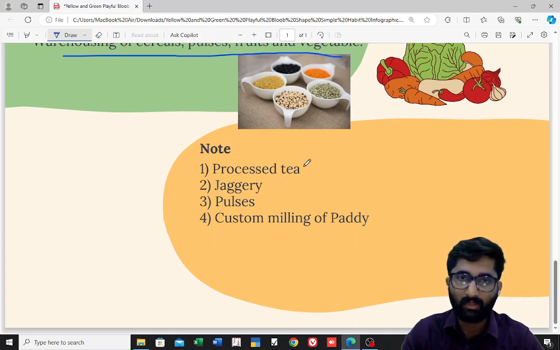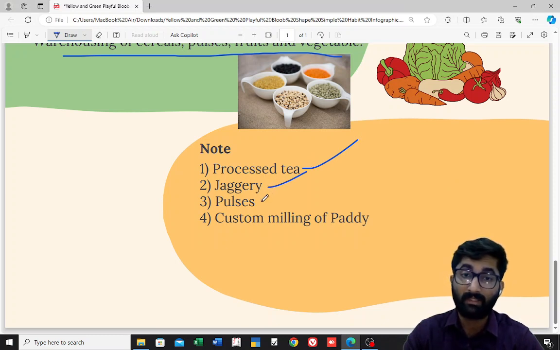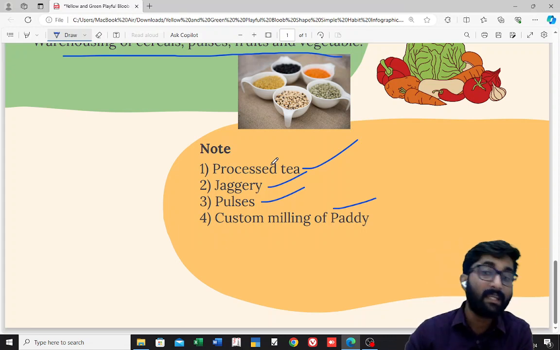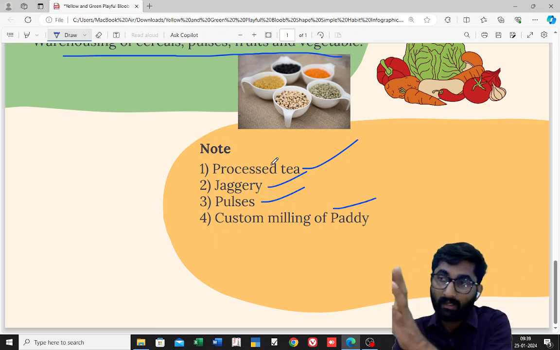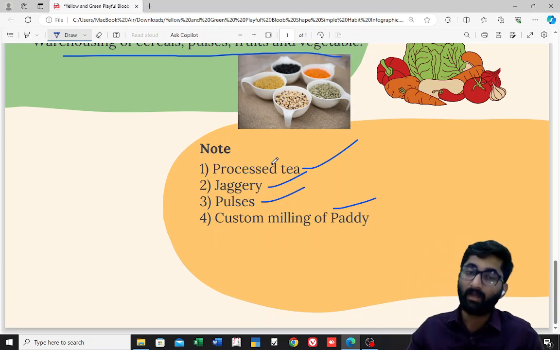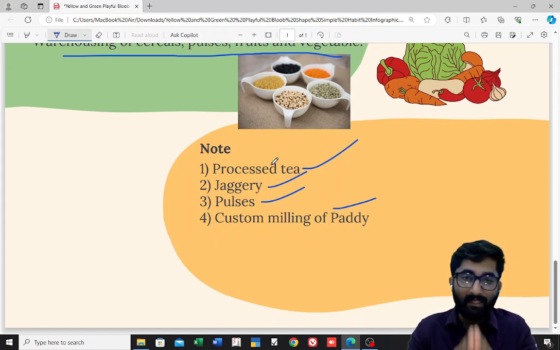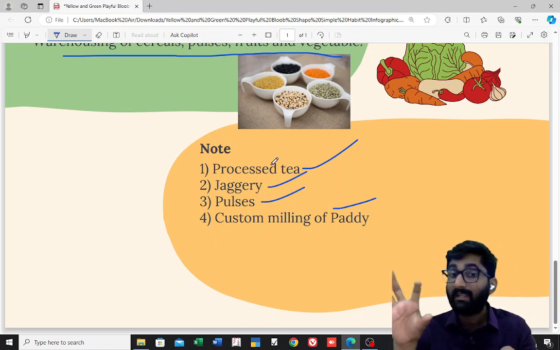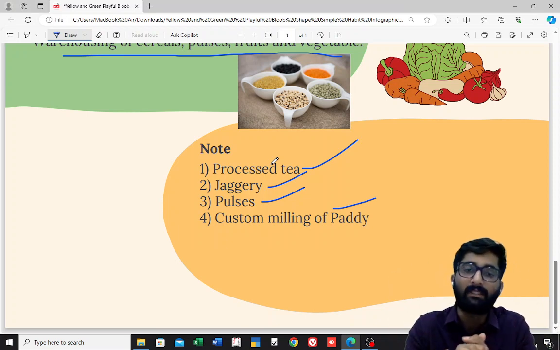Next, we have to note that warehousing of processed tea, warehousing of jaggery, warehousing of pulses, especially dal, and custom milling of paddy, all these are taxable. Processed tea is taxable, but tea leaf is not taxable. Jaggery is taxable, but sugar cane is not taxable. Before dehusking and splitting, if you are warehousing, that is exempt, but after that, dehusked or split dal that you are warehousing is taxable. Custom milling of paddy is taxable. Paddy is exempt. Warehousing of paddy is exempt. Warehousing of rice is exempt. The act of converting paddy into rice is taxable.